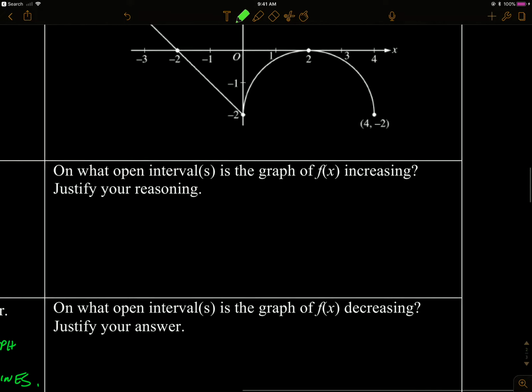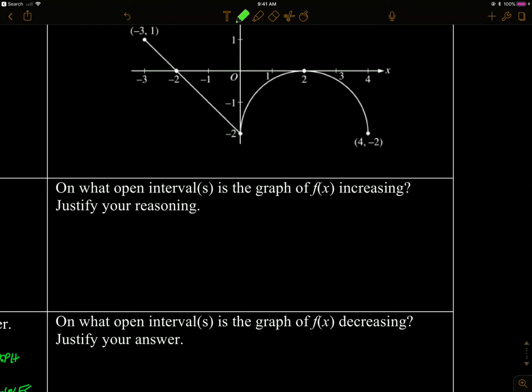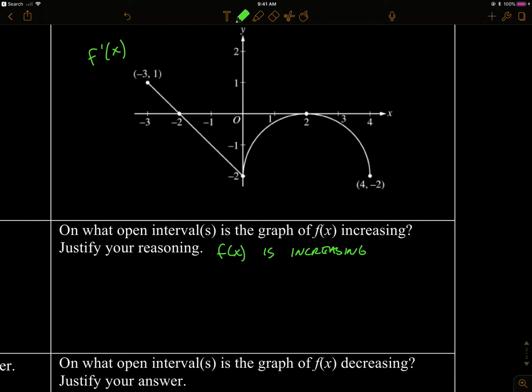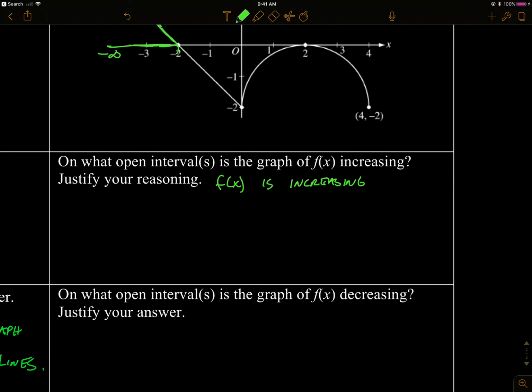So on what open intervals is the graph of f of x increasing? Justify your reasoning. So you're going to say f of x is increasing, and it will be any time the derivative is above the x-axis. So because the derivative is positive. So that looks like the only spot is right there. So that's from -infinity until 2. And these intervals are always open because at 2 it's not increasing anymore.